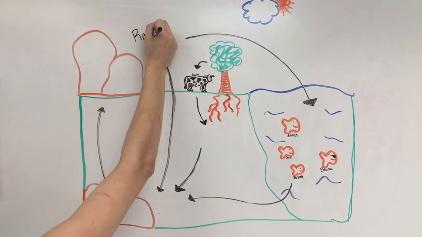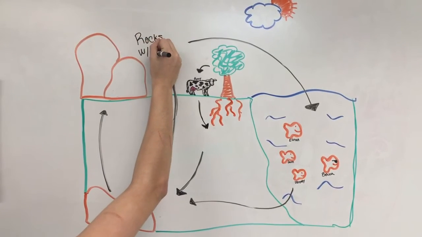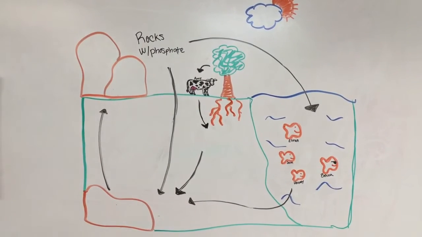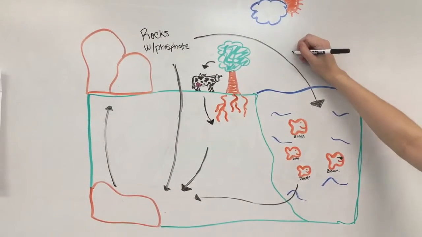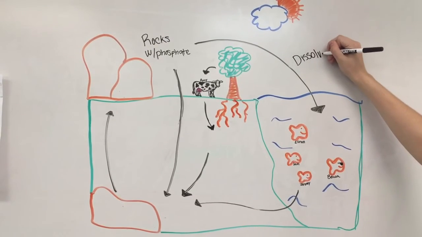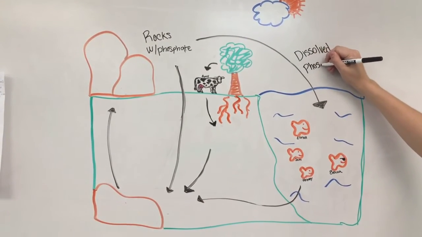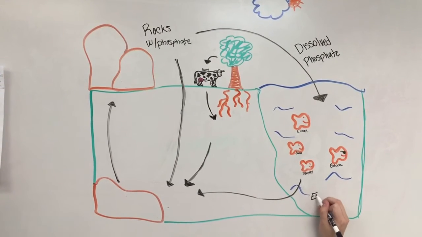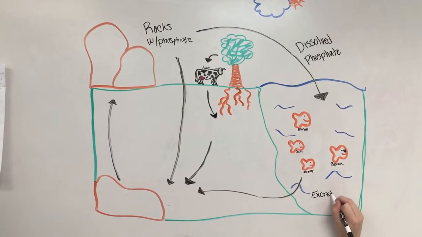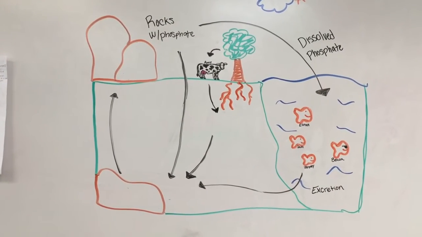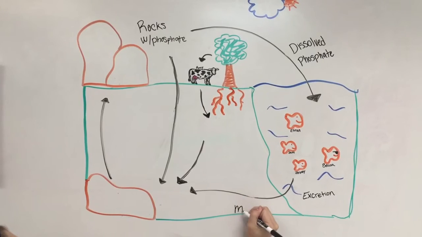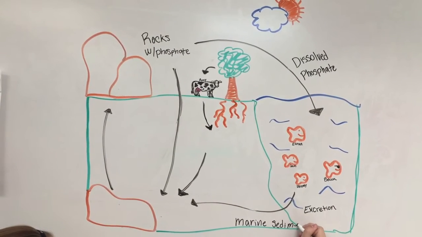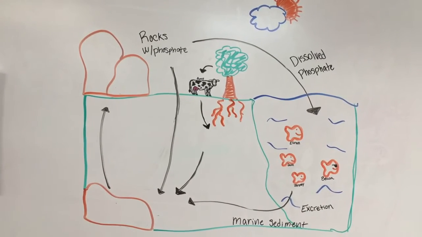The phosphorus cycle starts with rocks with phosphate in them, as seen here at the very top. Then, if the phosphate goes towards the water, it dissolves in the water and is consumed by small organisms in the water. And then the organisms get eaten by larger and larger things. And of course, with animals comes excretion of bodily waste. And then those excretions go into the marine sediment, which goes down underneath the earth.